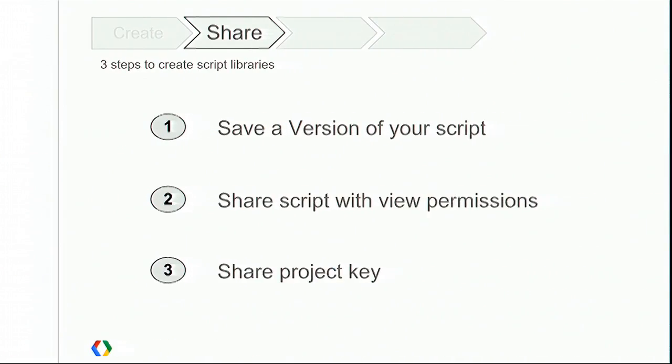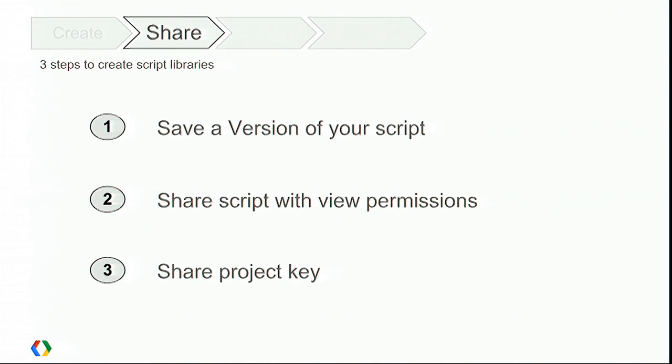So how do you create a library? 3 simple steps. You save a version of your script. Then you share the script with view permissions. Once you have invited viewers to your script project, you're almost halfway there. Now your collaborators can view your code, but when you share your project key, then they can really start using your script project as a library.